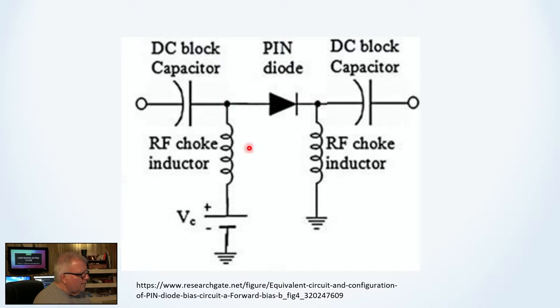And so with a matrix of PIN diodes, you can do transmit and receive switching in a transceiver. It's completely silent, no click-clacks of a relay, and it's very, very fast.